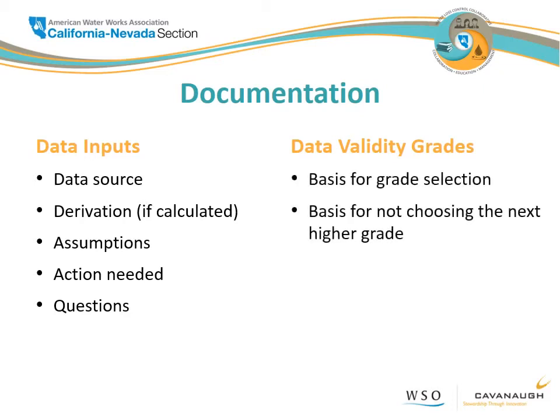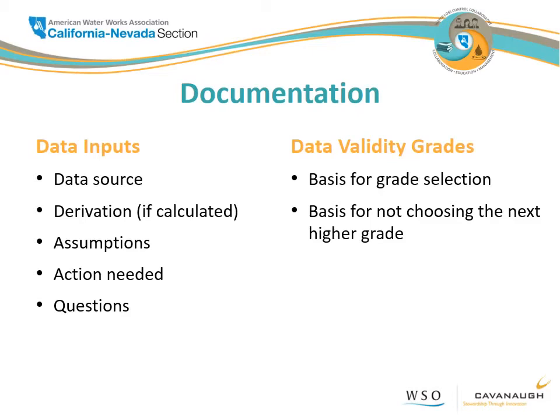Over on the data validity side, when you've chosen the grade, it's really good to make a note of the basis for that. Remember, you're picking a 1 through 10. You're reading those criteria. You're looking for the number where you meet or exceed all of the criteria in that number, as well as all of the numbers below it. So the basis for the grade selection is important to note.